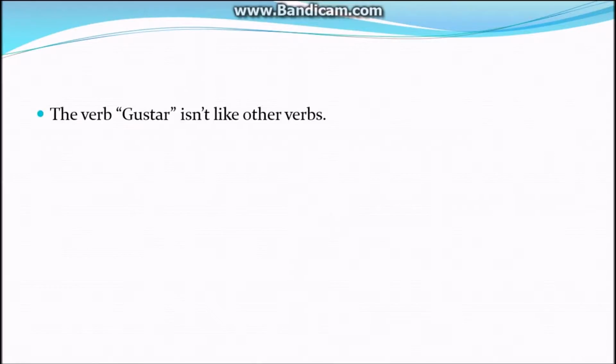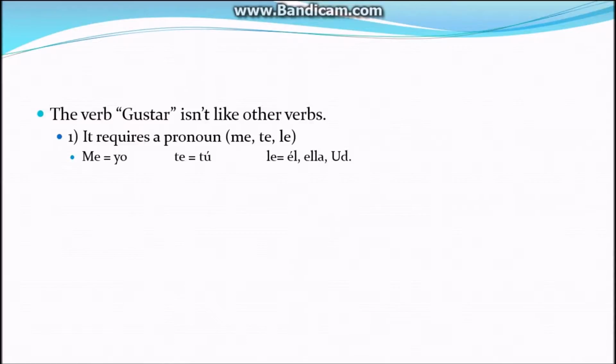So remember that gustar is not like other verbs. For example, that verb gustar: one, it requires a pronoun. It needs the me, te, or le. That's going to tell us who likes it. So me is equivalent to yo. Te we use instead of tú. Le is equivalent to él, ella, usted.